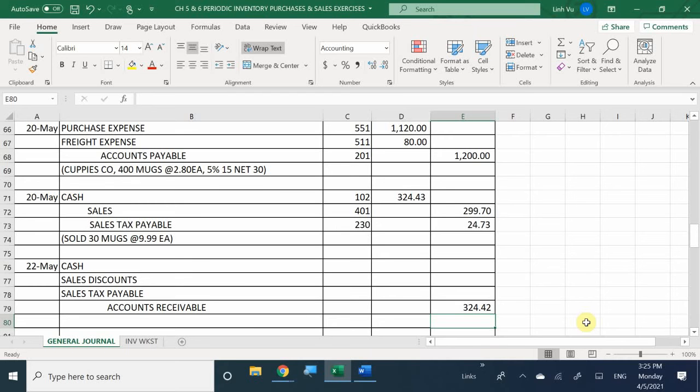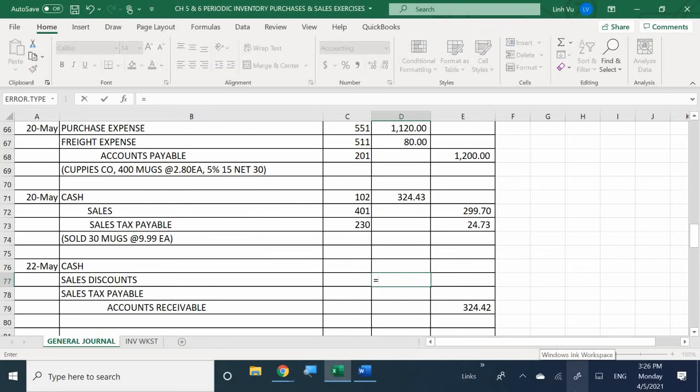But here's the catch: he received a discount. He received a discount off of only 30 because that's what we actually sold to him. So if we only sold 30 mugs for $9.99, what is 10% of that? $29.97. Okay, so let's see. So how did you figure that out? $299.70 times 10%.